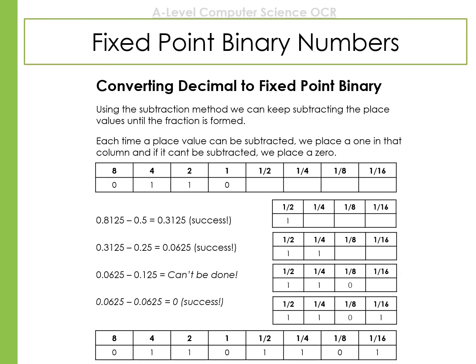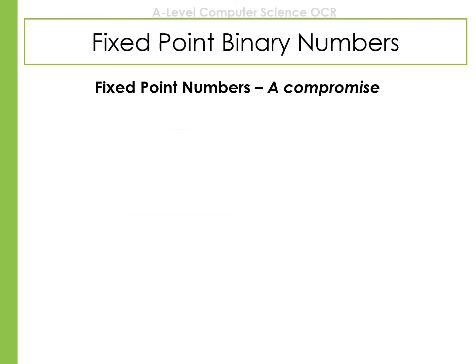Next up, can we take 0.125, which is an eighth, from 0.0625? Well, no, we can't do that. So there's a 0, and we keep the value 0.0625. We're now going to try and take a 16th off it, which is 0.0625. We can do that, and that actually equals 0. So it's a success in this instance.